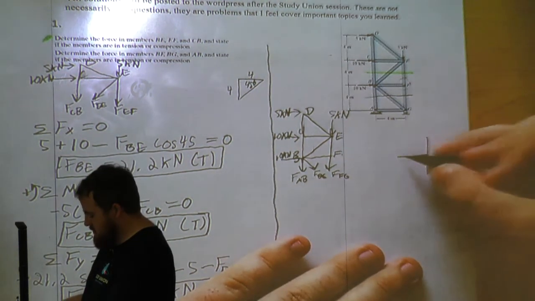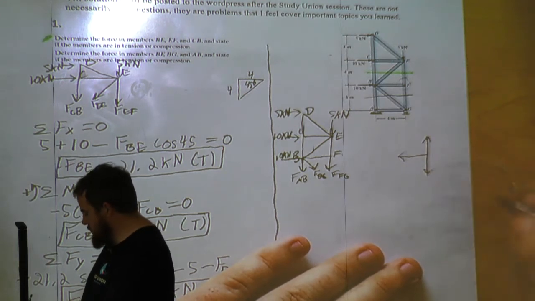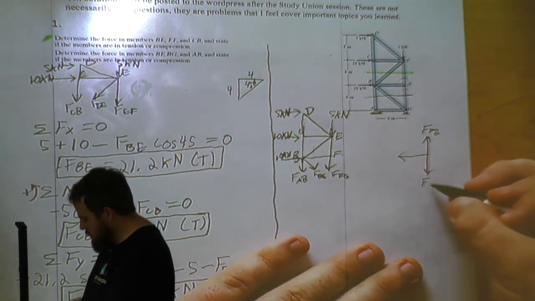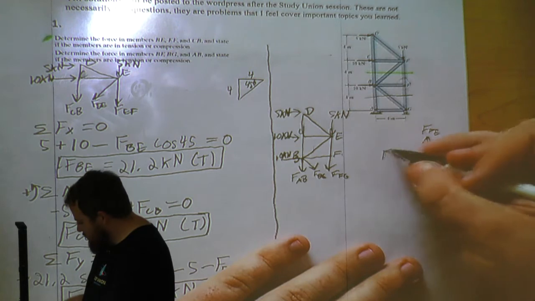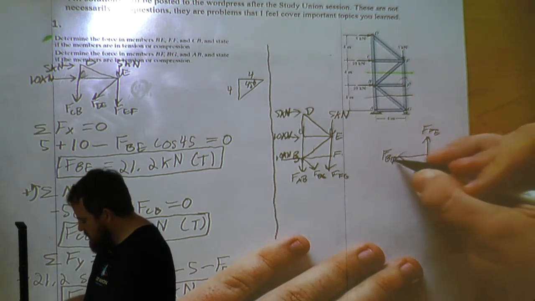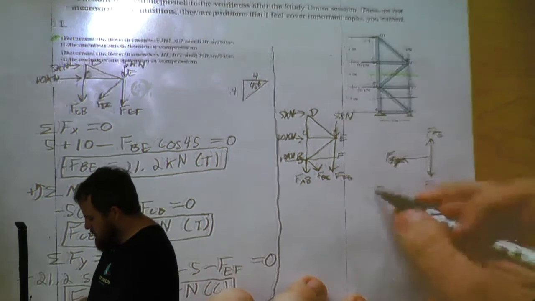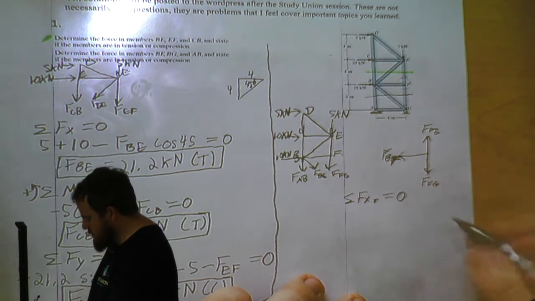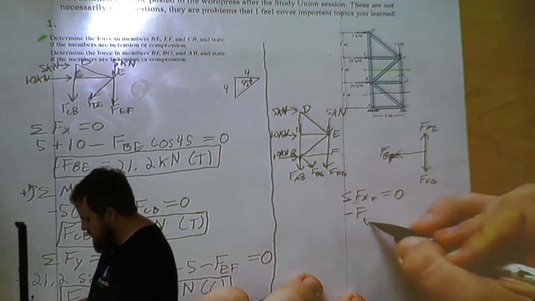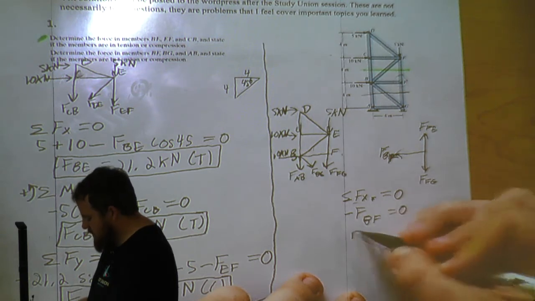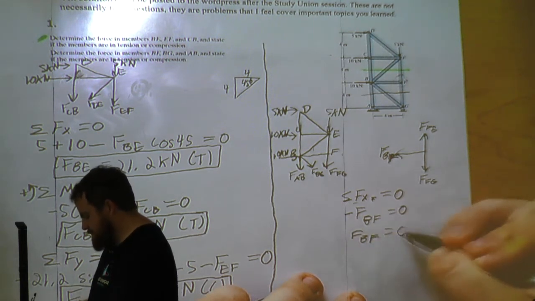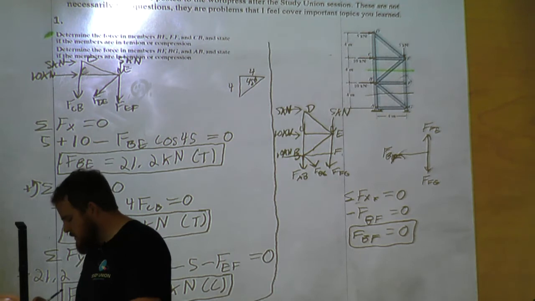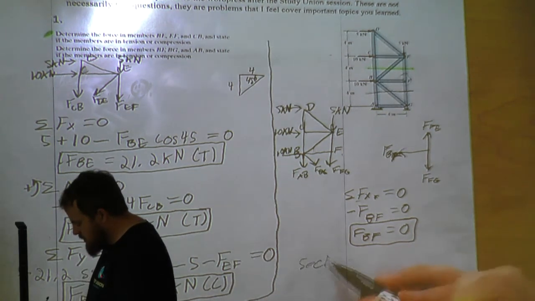So our joint essentially looks like that. We have FE, FG, and BF. And since we're trying to find BF, all we're going to do is say sum of the forces in X at F is equal to 0. And that's just going to be negative FBF equals 0, so FBF equals 0. So it is a zero force member. Okay, so now we can move on to our section that we cut.